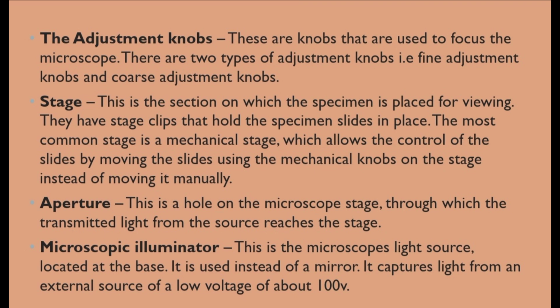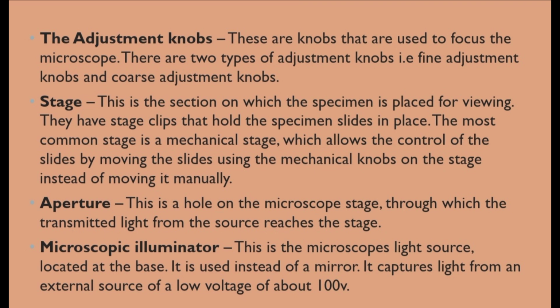Number 6 is the stage. This is the section on which the specimen is placed for viewing. The most common stage is the mechanical stage, which allows the control of the slides by moving the slides using the mechanical knob on the stage instead of moving it manually. Number 7 is the aperture. This is the hole on the microscope stage through which the transmitted light from the source reaches the stage.